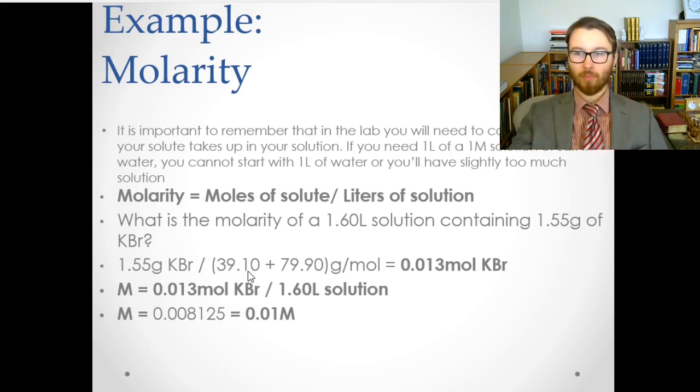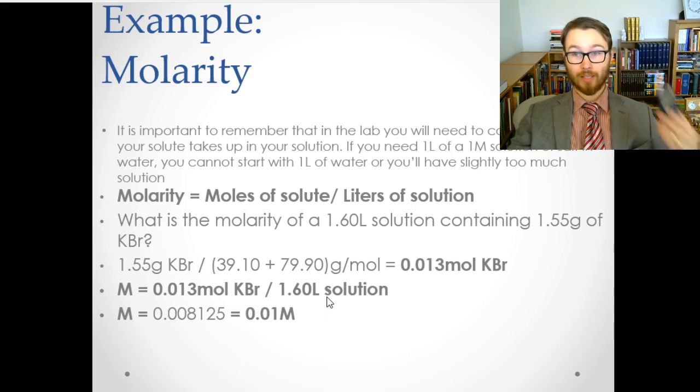All right, we got our moles now, and we got our liters. Well, molarity is simple. You just take moles divided by liters. So we'll take 0.013 moles of solute divided by 1.60 liters of solution.